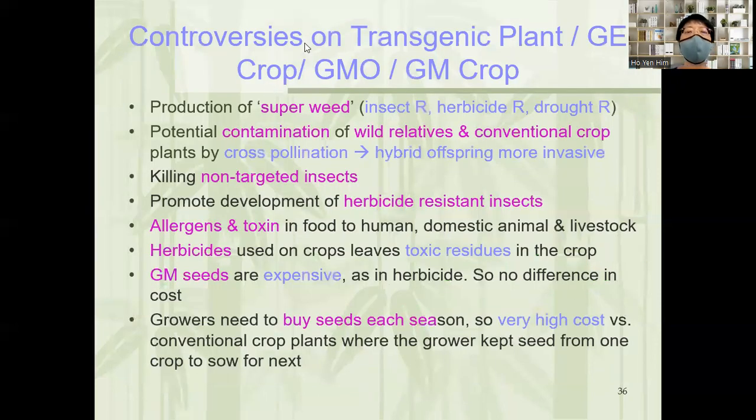So let's summarize the social and ethical implications of using GMO. We may start to produce super wheat that's resistant to insects, resistant to herbicide, resistant to drought. We may potentially contaminate wild relatives and conventional crop plants by cross-pollination, producing hybrid offspring. So the new gene escapes to the wild, we will start to change the genotype and phenotype of the wild plants, and this will lead to evolution.